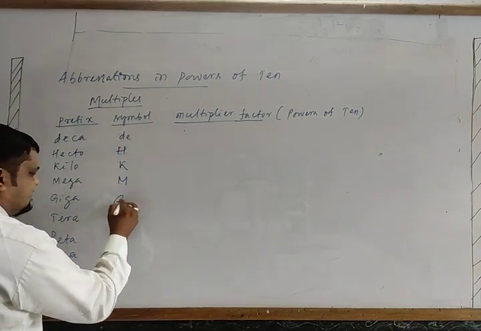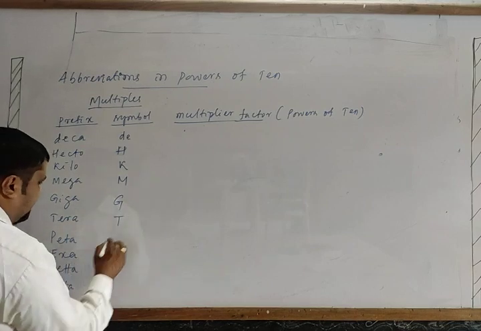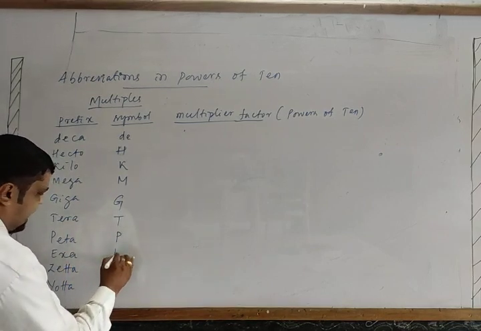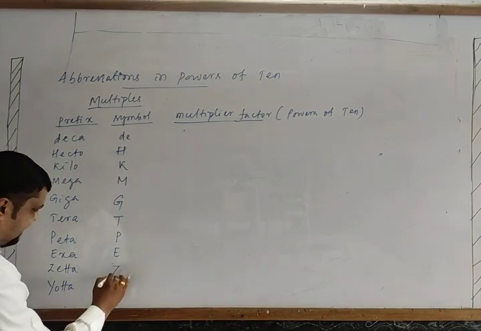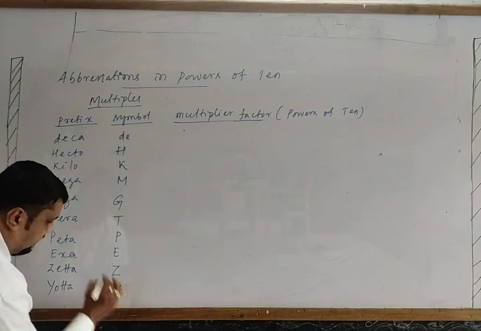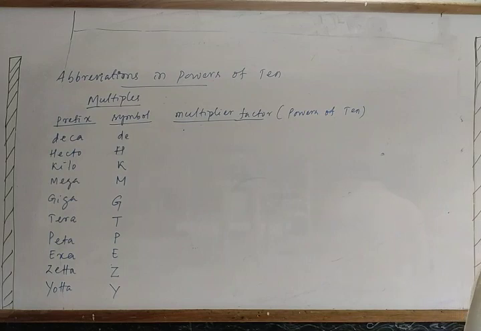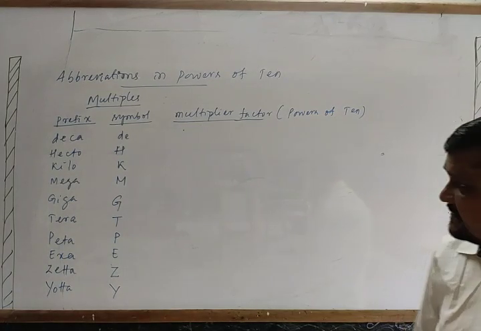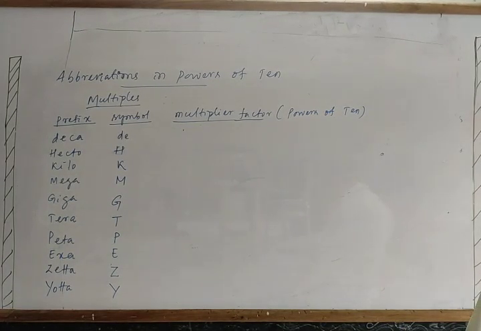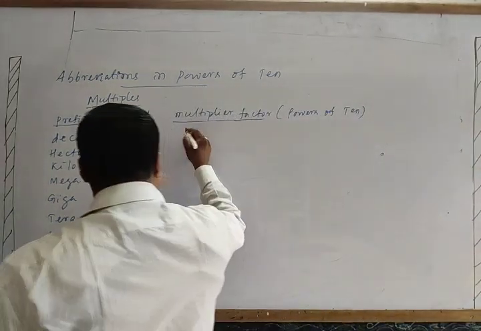Mega, giga, G, tera, T, peta, P, capital, exa, E, zeta, capital Z, iota, capital Y. Clear? So these are the symbols. Clear? Next, the multiplier factor is what? Here, for deca, use the same thing.